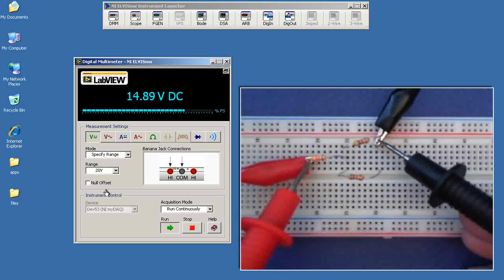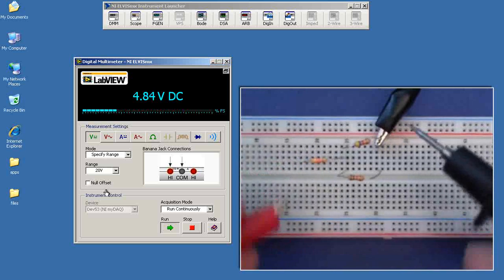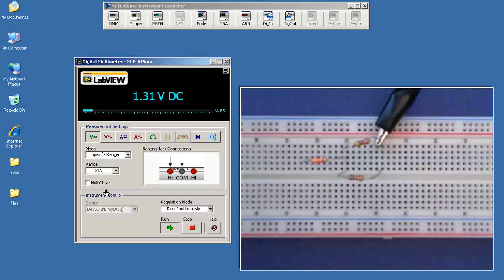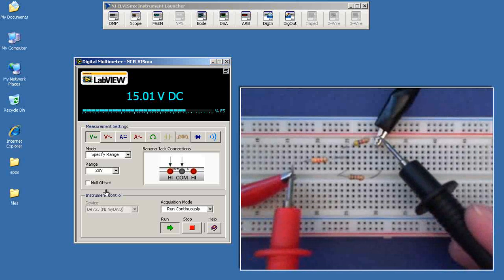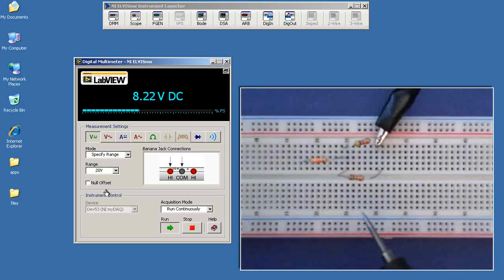And I'm getting a reading of 14.89 volts, which is a tenth of a volt less than what we get if we measure this very same voltage source with no load connected. In that case, I was getting 15.01 volts.